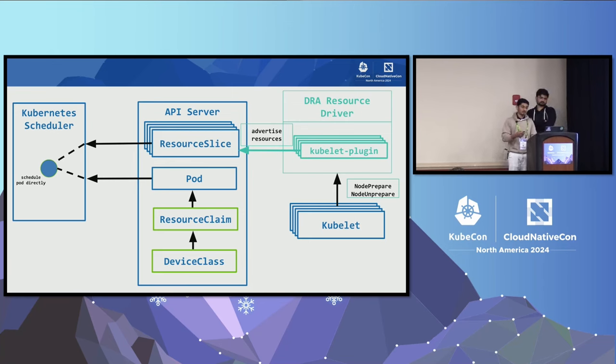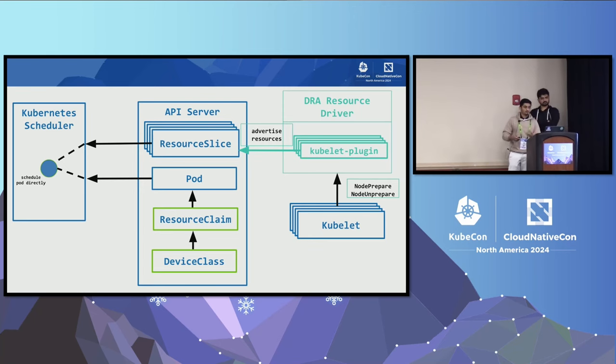So once you have the devices, a user comes along and says, I want to use this device. The way they do it is with an object called resource claim. In that resource claim, they can specify multiple different ways of selecting a device. That is done through attributes, and those attributes are advertised by the plugin in the first place.